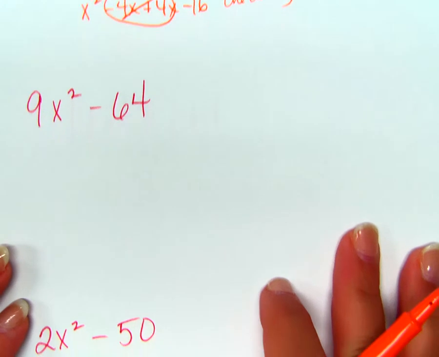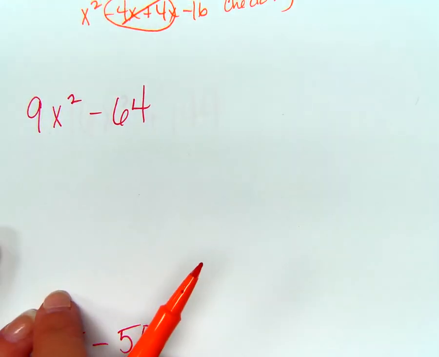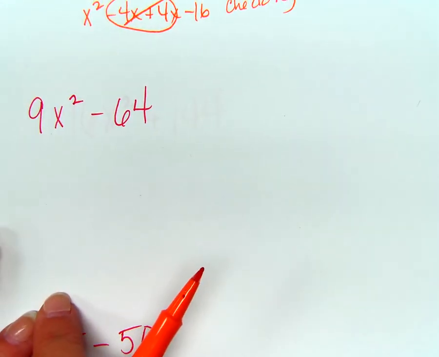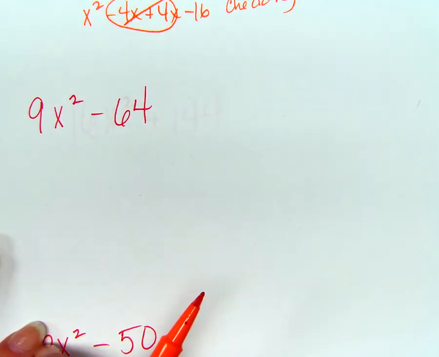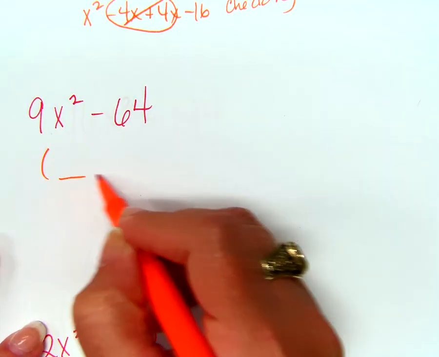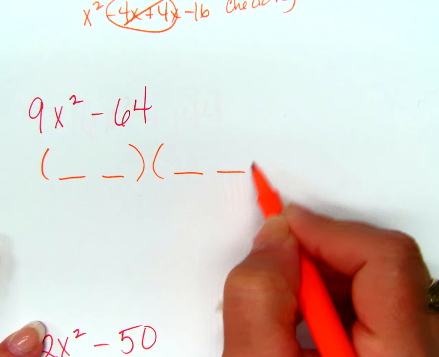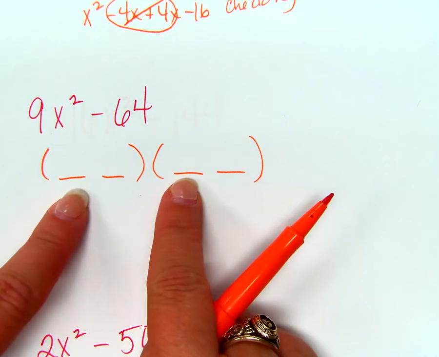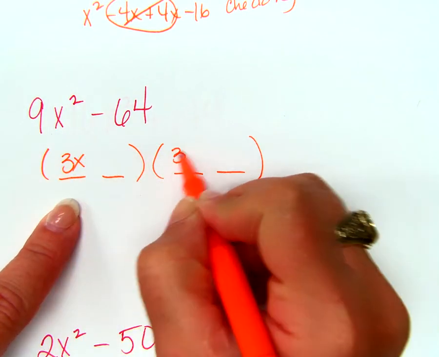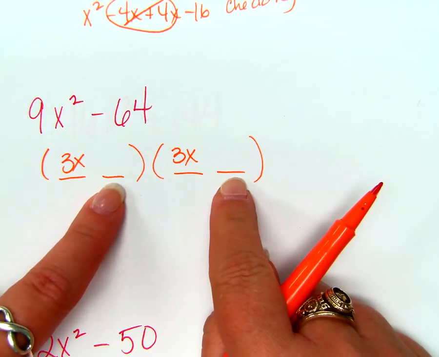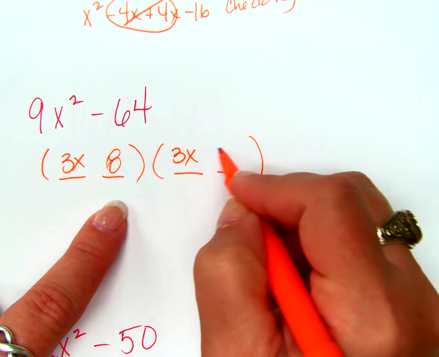What about this one? Is it the difference of squares? We kind of already answered that question a minute ago when we were talking about square rooting, right? Okay, but I'm going to get 2 binomials. What goes in the front of each one of them? 3x. What goes in the back of each one of them? 8. And what kind of signs do we have?